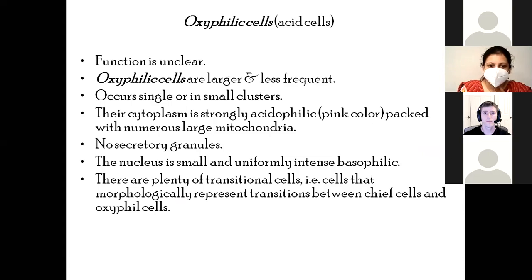Okay, there are plenty of transitional cells, that is, cells that morphologically represent transitions between chief cells and oxyphil cells. There is a transition in the shape of the cells, but there are no secretory granules, and they contain a large number of mitochondria. So basically, although the function is quite unclear, it can be linked with providing ATP or energy for all the processes going on over here, for the secretion from the chief cells.